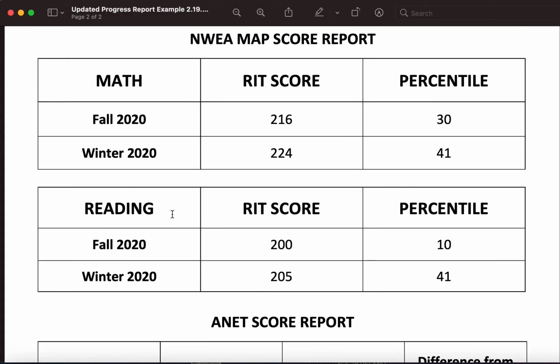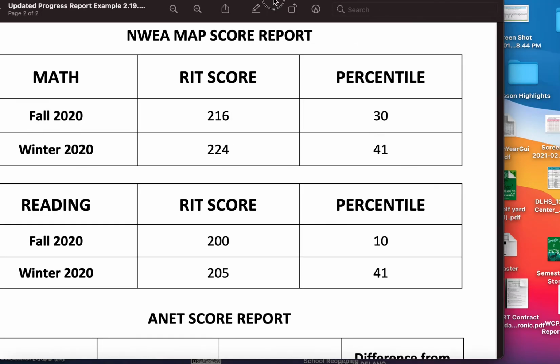We can look at the same thing for the reading, which is going to tell us that in the fall the student got a 200. And that means they did as well as or better than only 10% of the students that tested, which means 90% of that grade level did better. But look at this. In the winter, the student retook it, got a 205, and now they're at that 41st percentile, which again means that they're doing as well as or better than 41% of students, which is a huge increase, which is why we don't often look at the RIT score too much, rather than to see that it's still going up and improving. But RIT scores can change a lot by little points along the way.